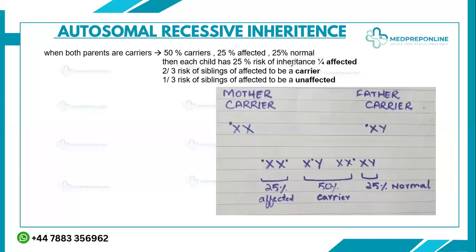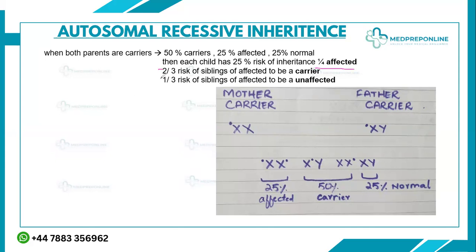Now the question comes, they usually ask this in the exam, what will be the risk of inheritance for each child to get affected. Or they can ask what will be the risk of inheritance for a sibling. Like one child is already affected, and then what will be the risk of inheritance for another child to be affected. Okay, so whenever we talk about the affected child, the risk of inheritance will always remain 1 by 4. So each child has 25% risk of inheritance, that is 1 by 4.